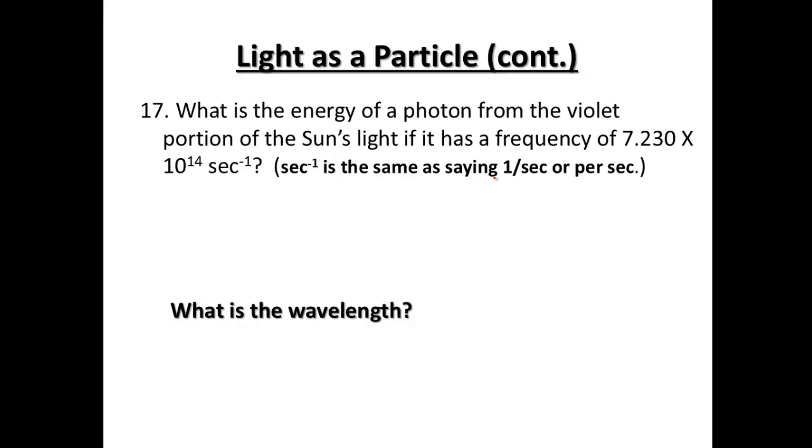Now, let's look through a problem. What is the energy of a photon from a violet portion of the sun's light if it has a frequency of 7.23 times 10 to the 14th per second? Per second is the same as saying 1 per second. So the first problem is finding the energy, and then we'll look at problem number 2 in just a second.